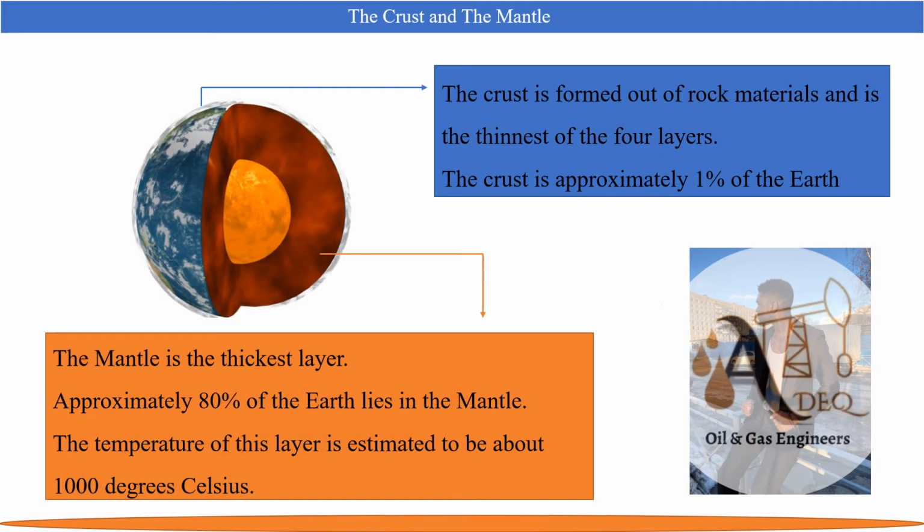The crust is the layer that you live on and is the most widely studied and understood. It is formed out of rock materials and is the thinnest of the 4 layers. It is approximately 1% of the Earth.